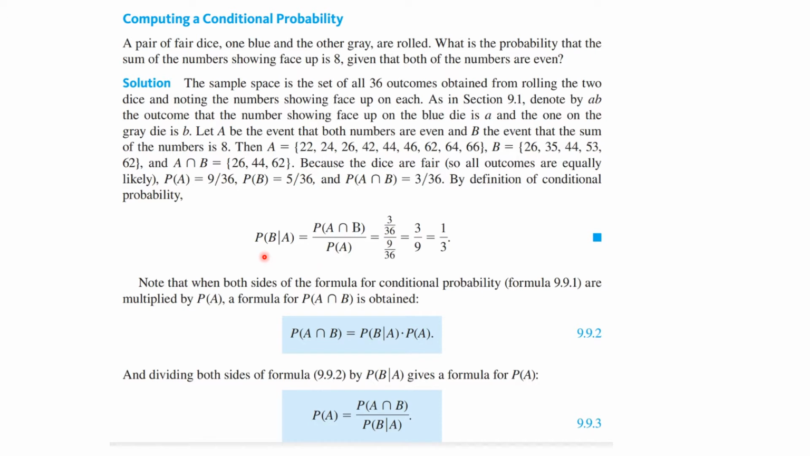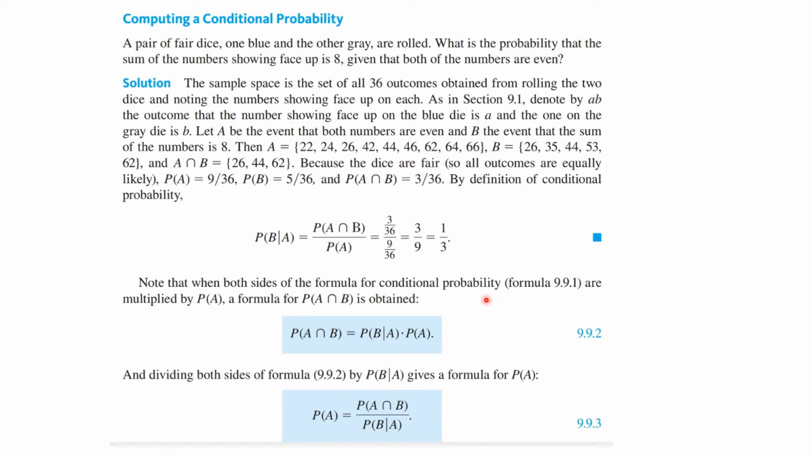So the probability of B given A is the probability of A intersect B divided by the probability of A. 3 over 36 divided by 9 over 36 is 3 over 9, and that is 1 over 3. So we see how to do that calculation.